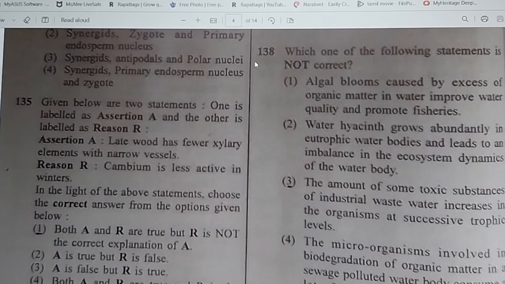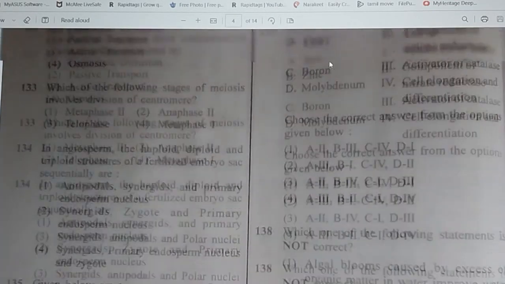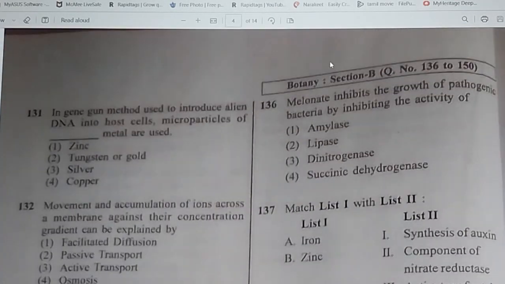135. Late wood has fewer xylary elements and narrow vessels. Yes, correct statement. Cambium is less active, so only it is happening. That is also correct and a correct explanation. So option D is the correct answer for 135. 136. Malonate inhibits growth of pathogenic bacteria by inhibiting the activity of succinate dehydrogenase. Option D is the correct answer.